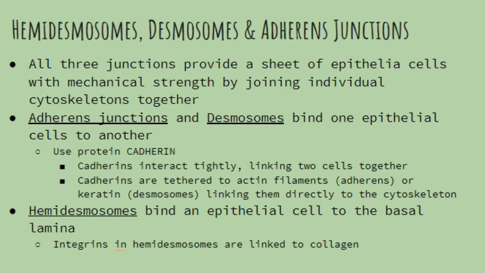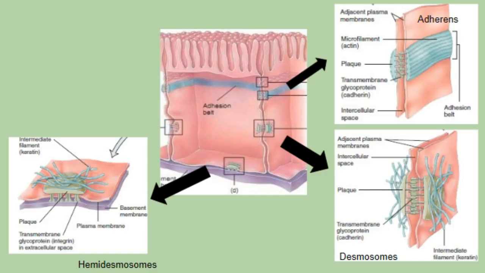Hemidesmosomes bind epithelial cells to the basal lamina. Integrins in hemidesmosomes are linked directly to collagen. So this picture is a good example of all three different junctions.